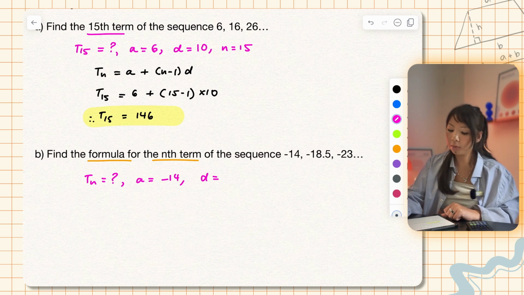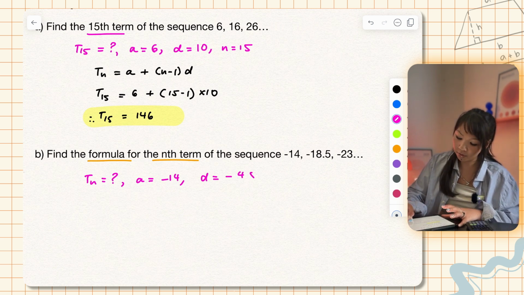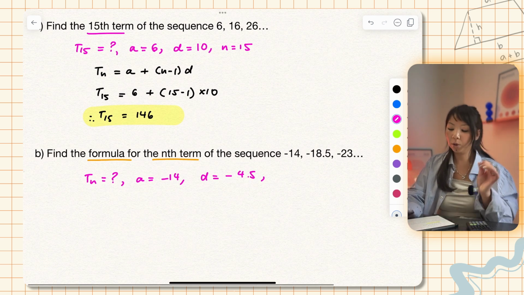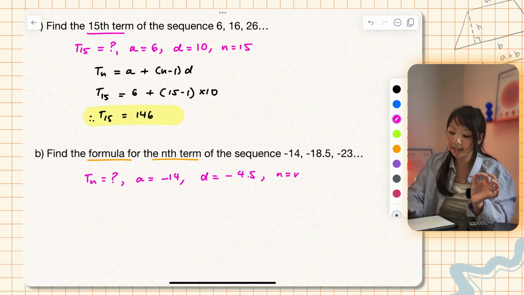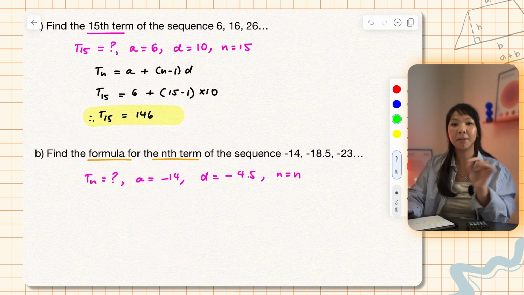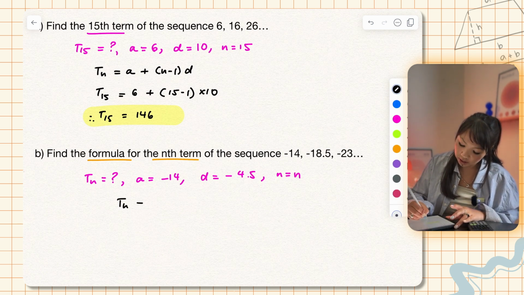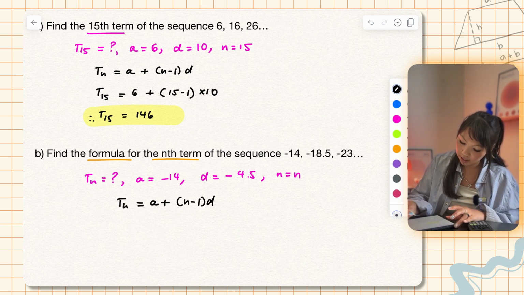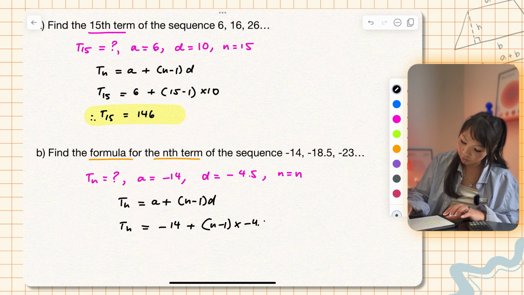Now what's the common difference? You can see that it differs by 4.5, and it's decreasing, so it's going to be negative 4.5. And we're looking for the nth term, so that means we're essentially substituting n is equal to n. That sounds a bit odd, but that is what we're doing. We're keeping it in terms of n. We're not plugging in a value for n. So if we substitute that into the Tn equals a plus n minus 1 d formula, we get Tn equals negative 14 plus n minus 1 times negative 4.5.